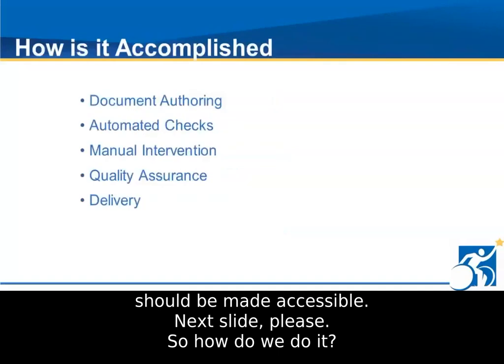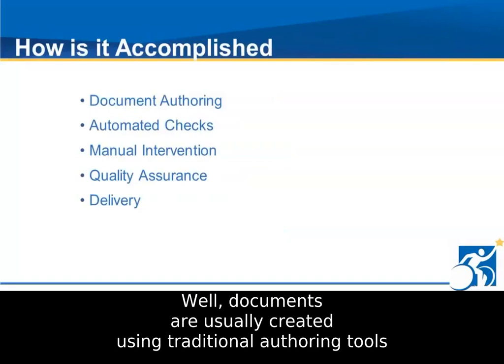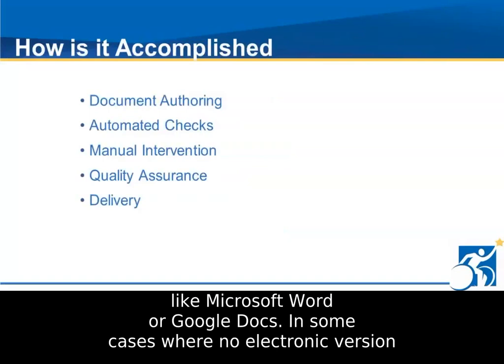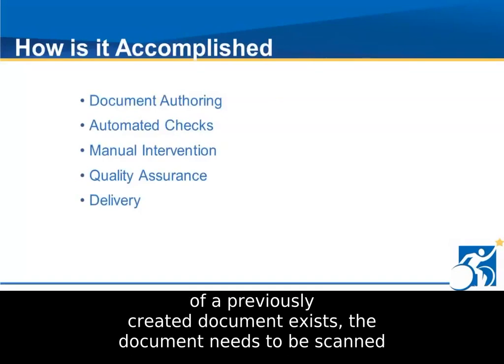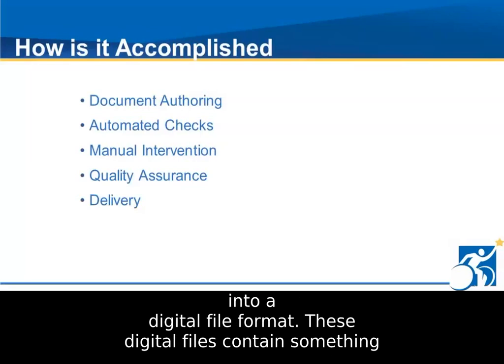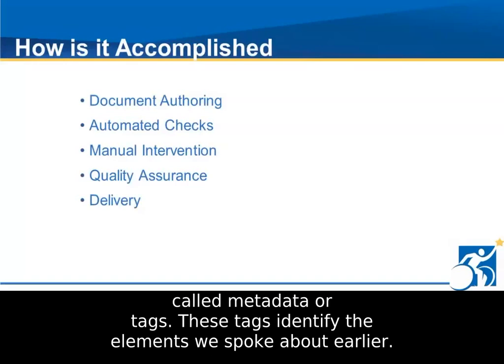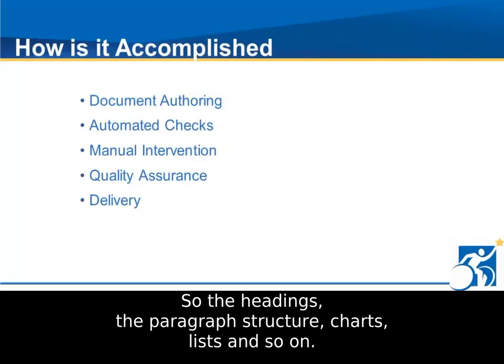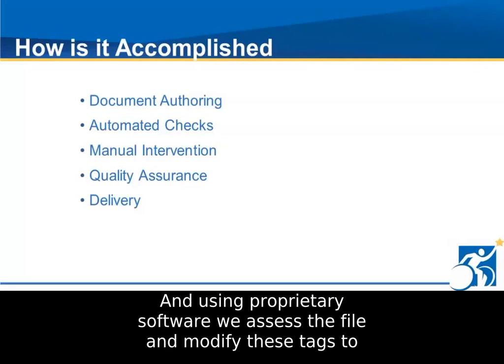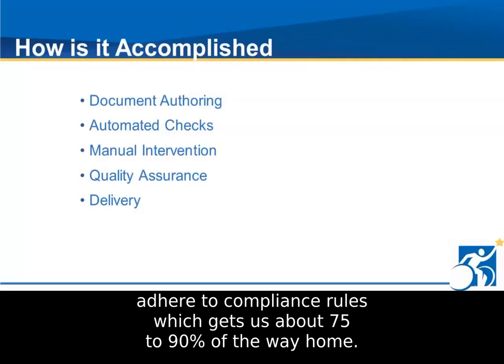So how do we do it? Well, documents are usually created using traditional authoring tools like Microsoft Word or Google Docs. In some cases where no electronic version of a previously created document exists, the document needs to be scanned into a digital file format. These digital files contain something called metadata or tags. These tags identify the elements we spoke about earlier, so the headings, the paragraph structure, charts, lists, and so on. And using proprietary software, we assess the file and modify these tags to adhere to compliance rules, which gets us about 75 to 90% of the way home.